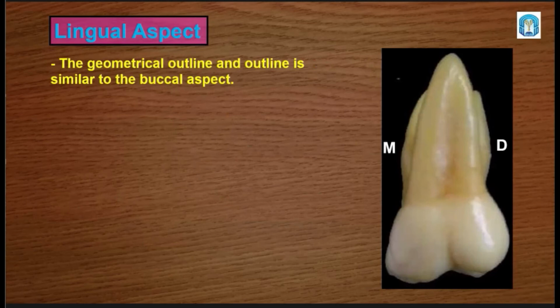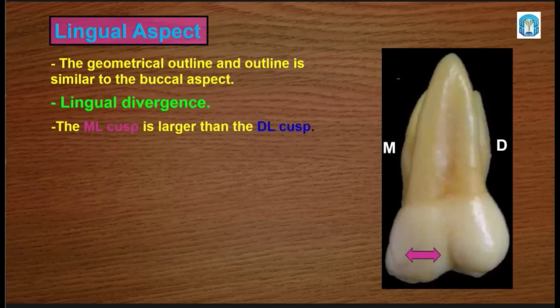On the lingual aspect, the geometrical outline is similar to the buccal aspect. The geometrical outline is trapezoid. The mesial outline is straight, then convex, and the distal outline is convex. Lingual divergence is present there. The lingual side is smaller than the buccal side. The mesiolingual cusp is larger than the distolingual cusp. This is the mesiolingual cusp, very big, and this is the distolingual cusp, which is smaller.